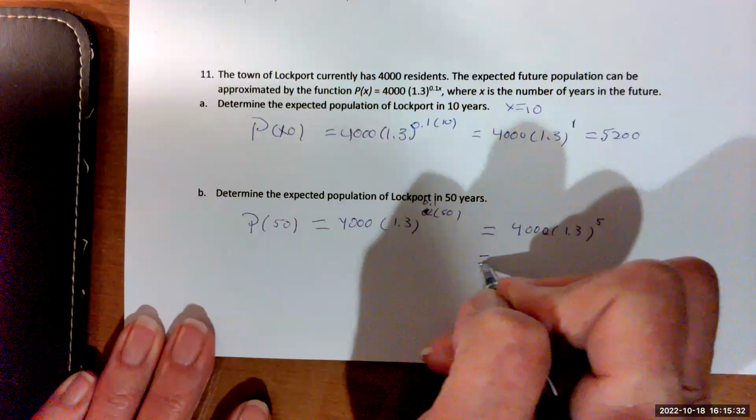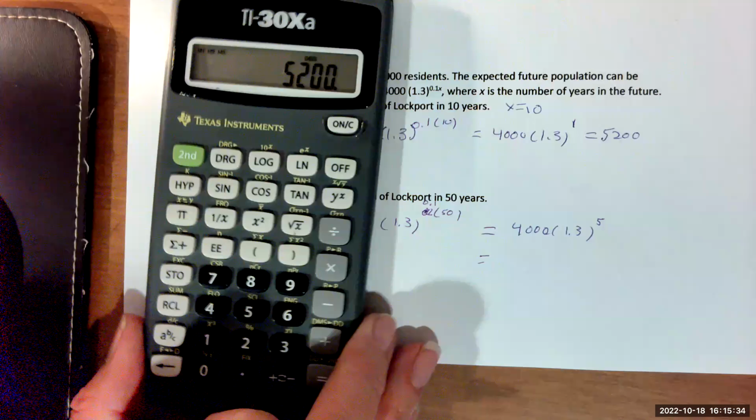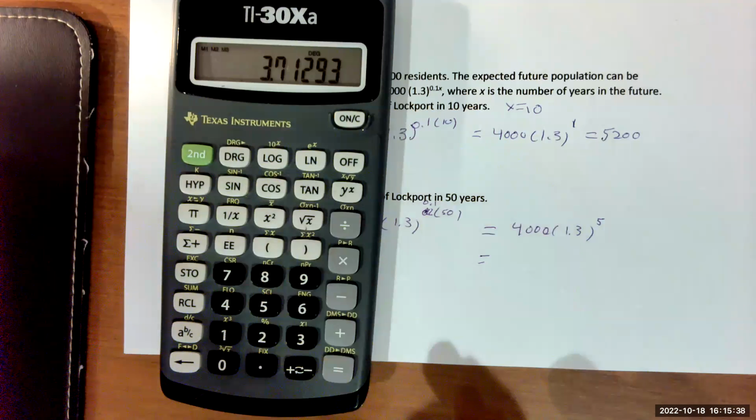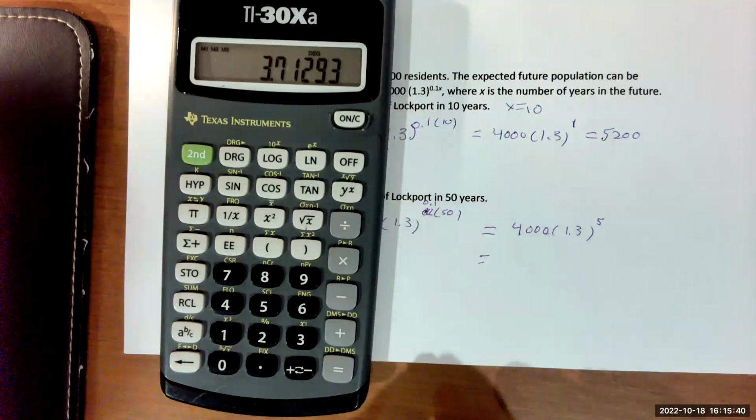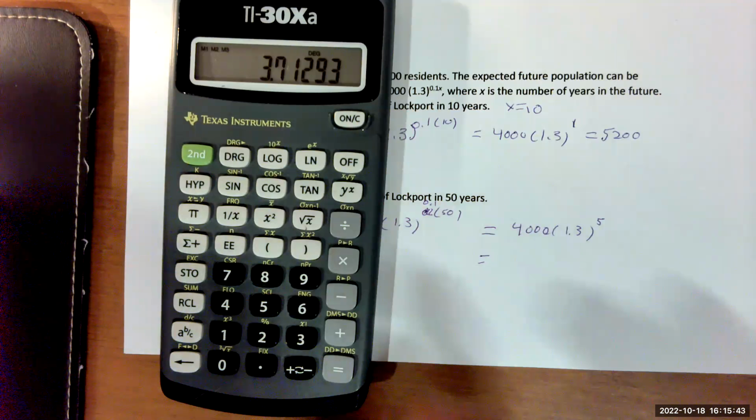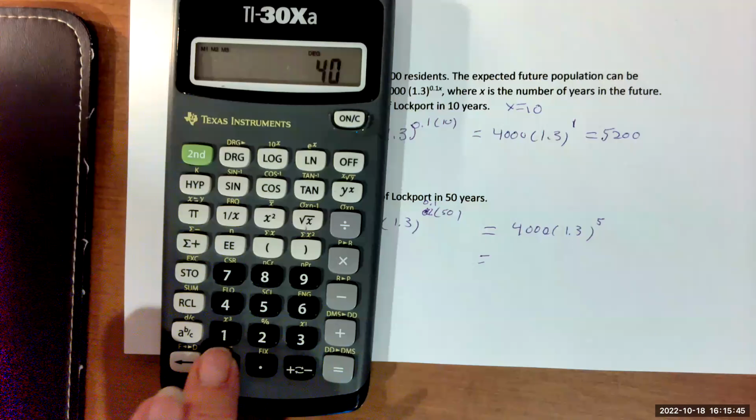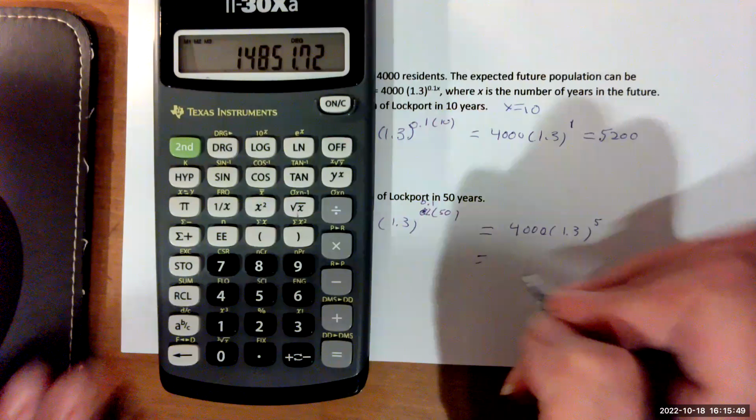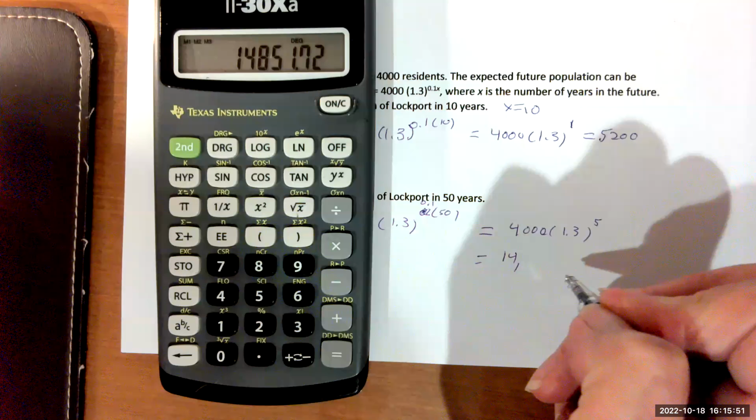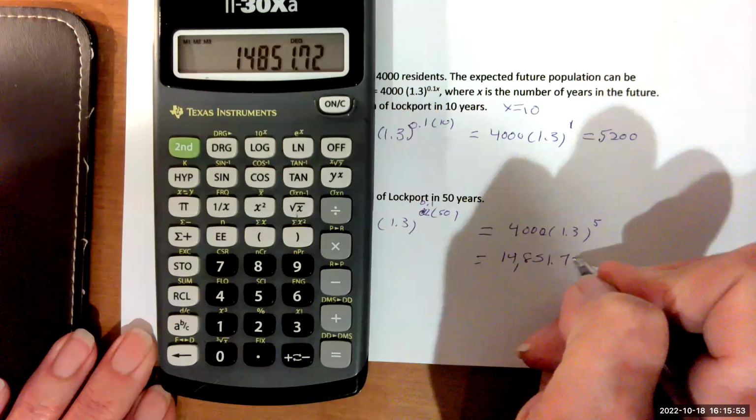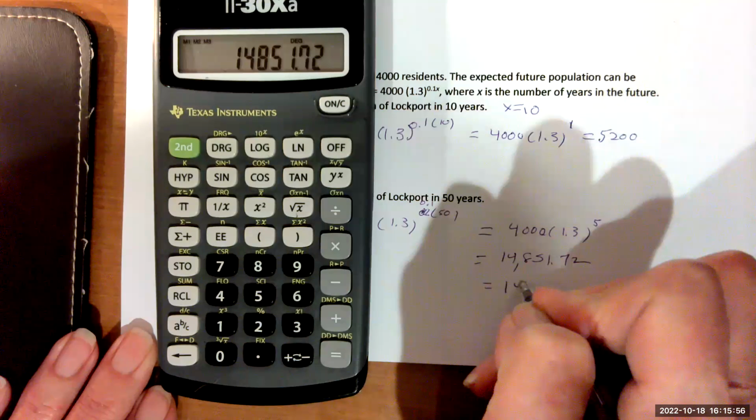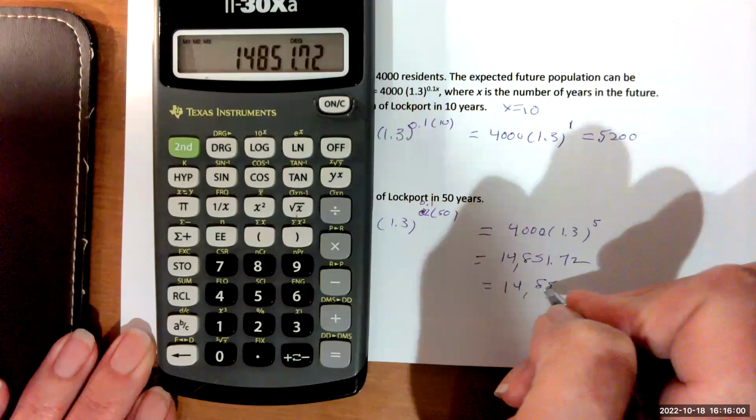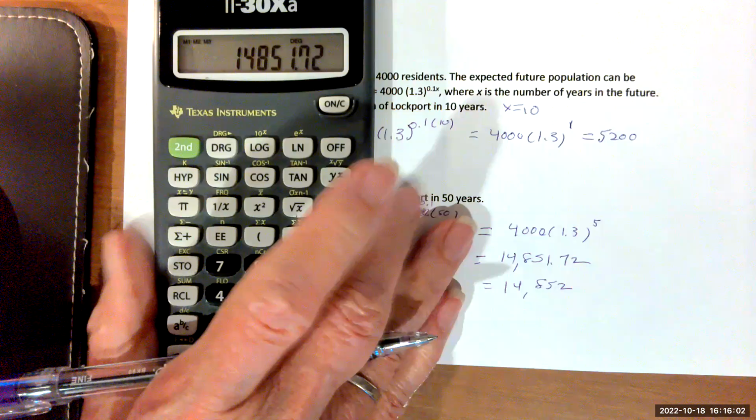So in my calculator, I'm going to start with the exponent again. I'm going to take 1.3, raise it to the 5th power, and I get 3.71293, and then I'm going to multiply by the 4,000, which is the starting population of the town. So I get 14,851.72, which of course we would round up because we're talking about population. So we'd have 14,852 people in the town at that point.